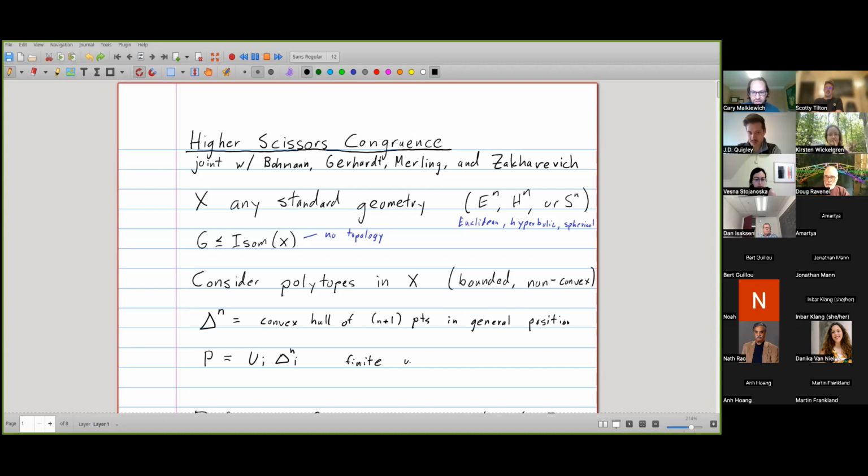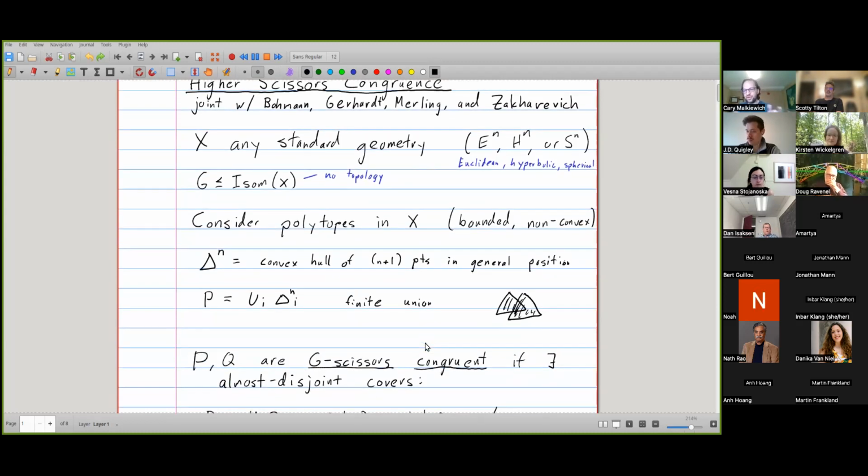Any finite union. So for instance, I could take this simplex, and then I could also take this one, and then I could take their union, and that's an example of a polytope. Of course, you could always subdivide it further so that it's a union where the interiors are disjoint. So if you like, you subdivide it further. Let's subdivide this one. Okay, and now all the interiors of your simplices are disjoint.